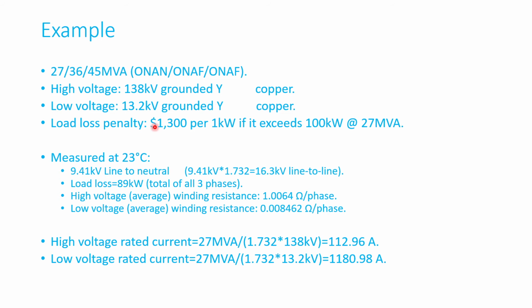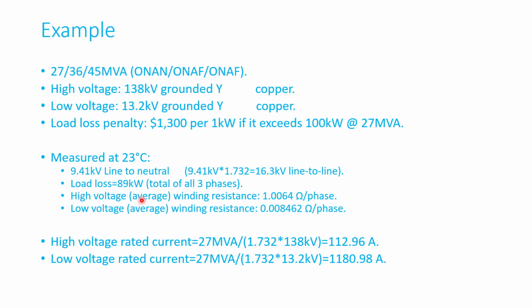The load loss penalty is $1,300 per 1 kilowatt if it exceeds 100 kilowatts at 27 MVA. Typically, load losses are guaranteed at ONAN or base MVAs. In this case, 27 MVA. So let's assume we measured these values at 23 degrees Celsius. The line to neutral voltage is 9.41 kV. And if you want to find the line to line, you just multiply this value by square root of 3, or 1.732. The load losses were measured at 89 kilowatts. So this is the total load losses of all three phases.